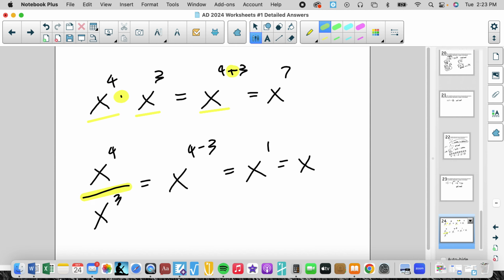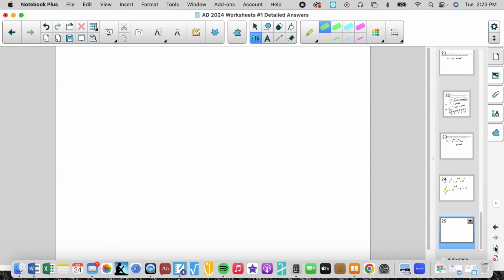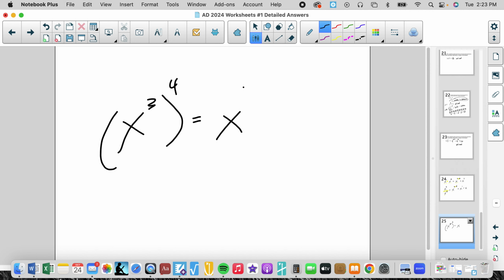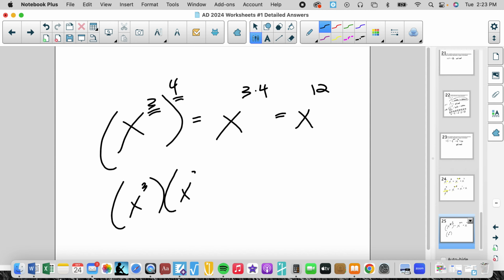When we are dividing like bases, we get that same base, and we're going to subtract the exponents. And then power of a power, when we have x to the 3rd to the 4th power, we're going to get x to the 3 times 4, which equals 12, x to the 12. Because we have 4 x to the thirds. We have x to the third, x to the third, x to the third, x to the third. So that's why we have 3 times 4.